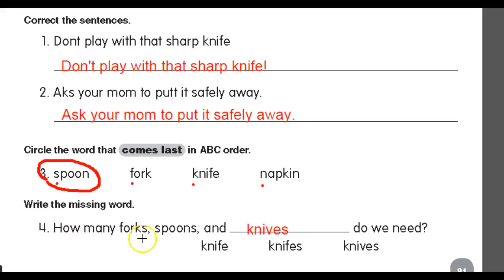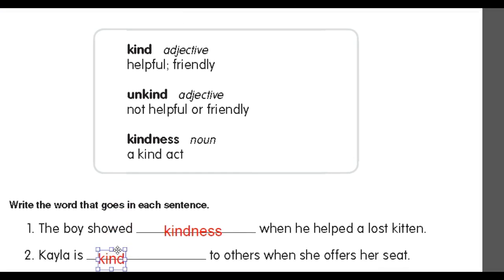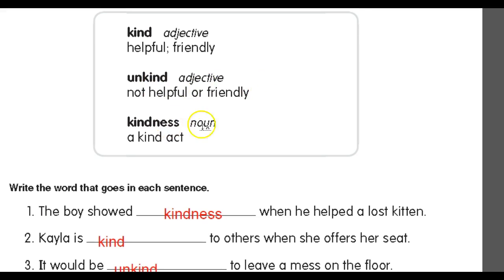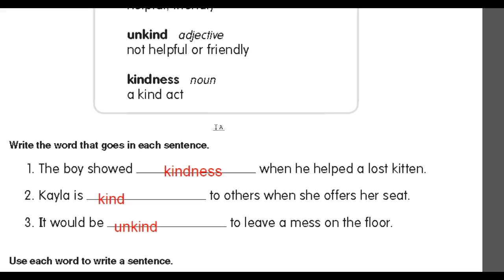Write the missing word. How many forks, spoons, and knives do we need? So K-N-I-V-E-S. Last word, we have kind as an adjective. Remember, adjectives describe nouns. Unkind is an adjective that describes a noun. And kindness is a noun. It's an abstract noun. It's one of those nouns that you can't touch.